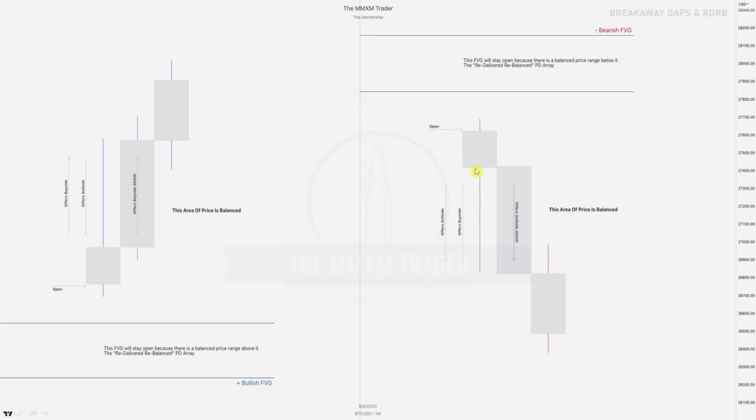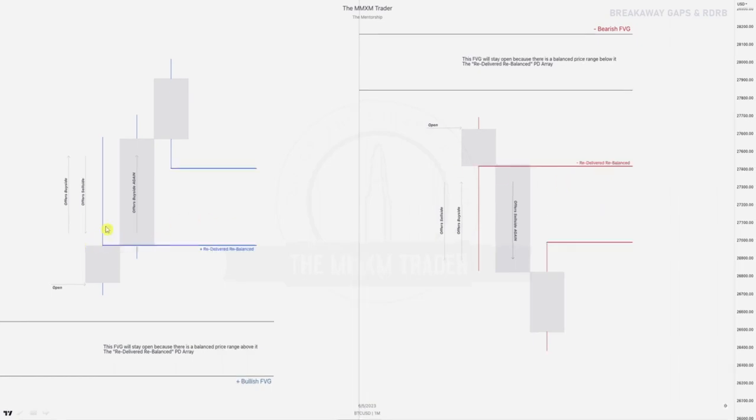This is a bearish candle. What does it do first? It offers sell side, a full bodied candle over here, but then goes back up all the way again. What does it do when it goes back up? It offers buy side. And then with the next candle, we've got sell side offered once again. Think about that simplicity: down, up, and then down again. So this area of price action has been balanced. This fair value gap will stay open because there is a balanced price range below it, the redelivered rebalanced PD array. Now we can, with higher probability, determine if certain fair value gaps stay open or not.